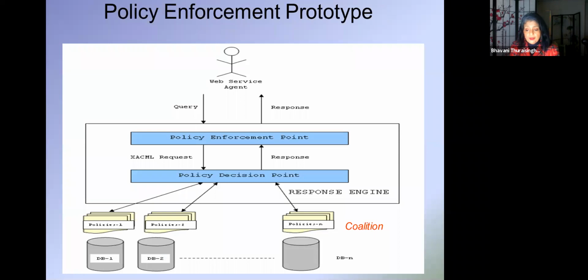And so for the first approach, which is policy-based information sharing, we developed a prototype, a system. So we have database 1, database 2. These were all Medicaid databases in the state of Texas. We were fortunate to be able to get this data from the state of Texas, from Austin.